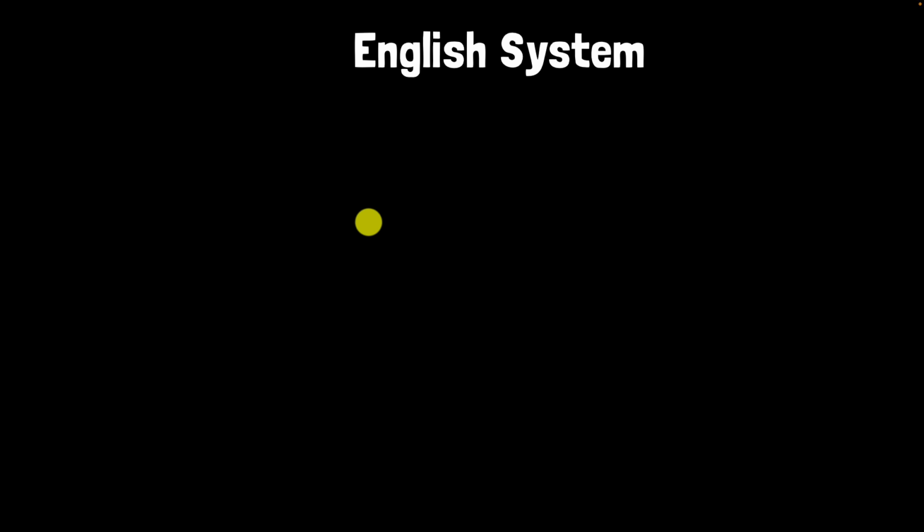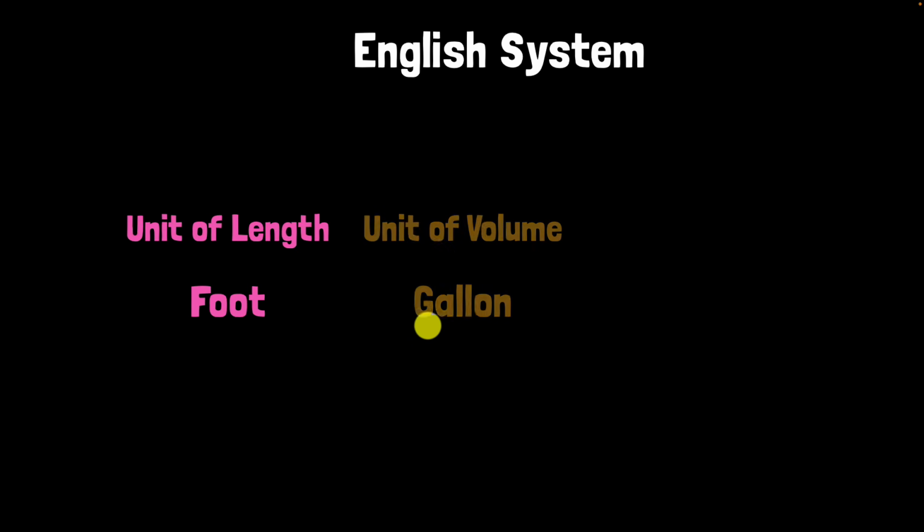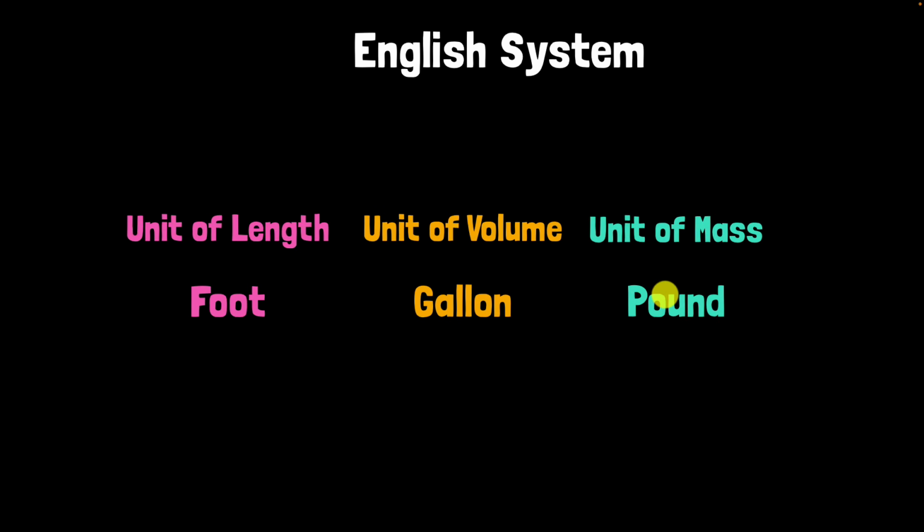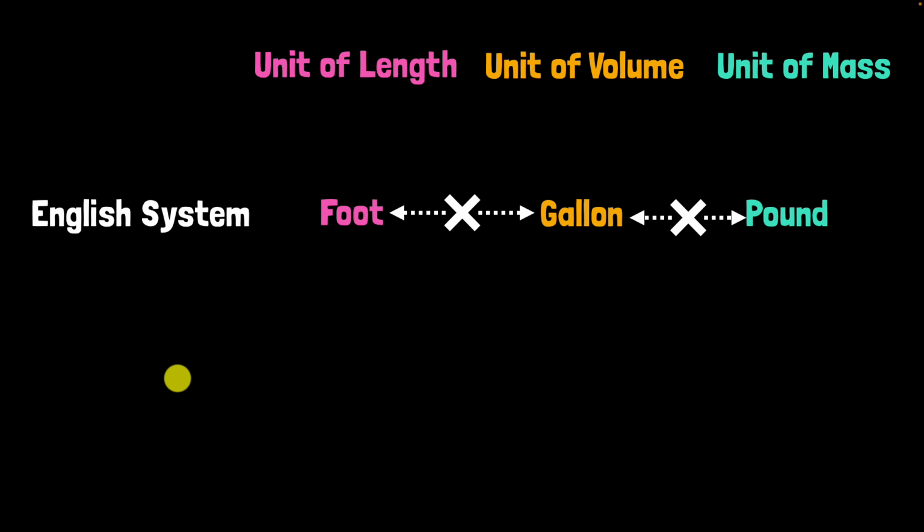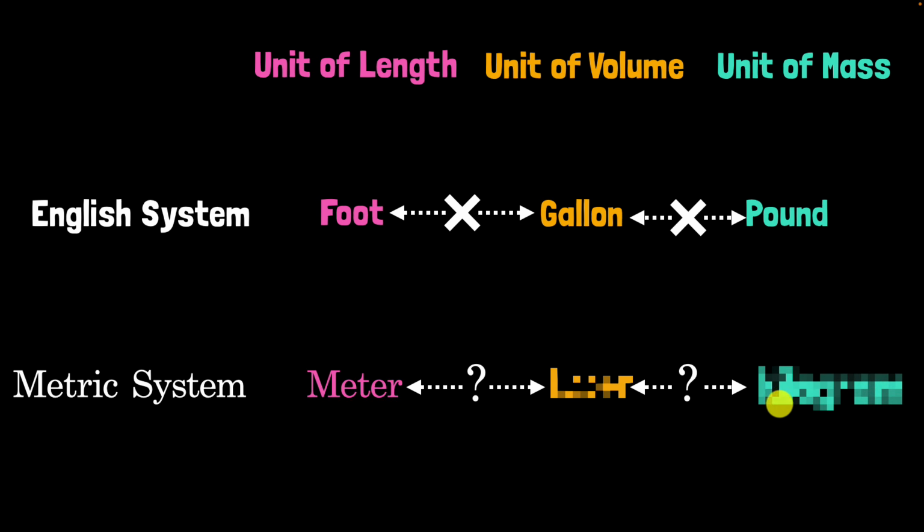In the English system, the unit of length is a foot, the unit of volume is a gallon, and the unit of mass is a pound. And they have no connection with each other whatsoever. But in the metric system, if you consider the unit of length and the volume and the mass, they're all connected. So the big question is, what is the unit of length and unit of volume and the mass in the metric system, and how exactly are they connected? That's what we want to find out in this video.